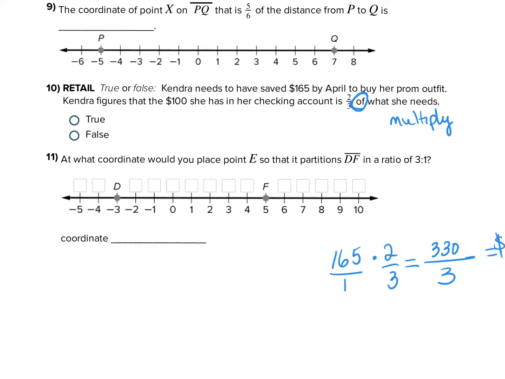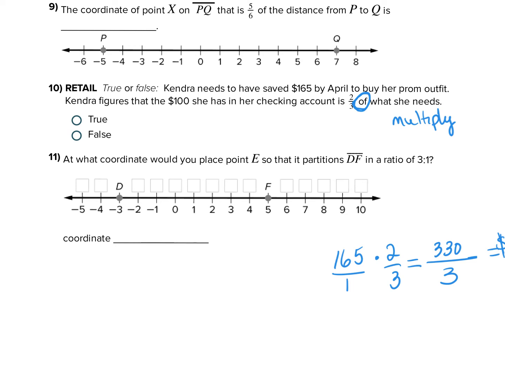Okay. So if we go back to the question, Kendra figures that the $100 she has in her checking account is 2/3 of what she needs. Is that true or false? That is going to be false, because 2/3 of 165 is actually $110, not $100.